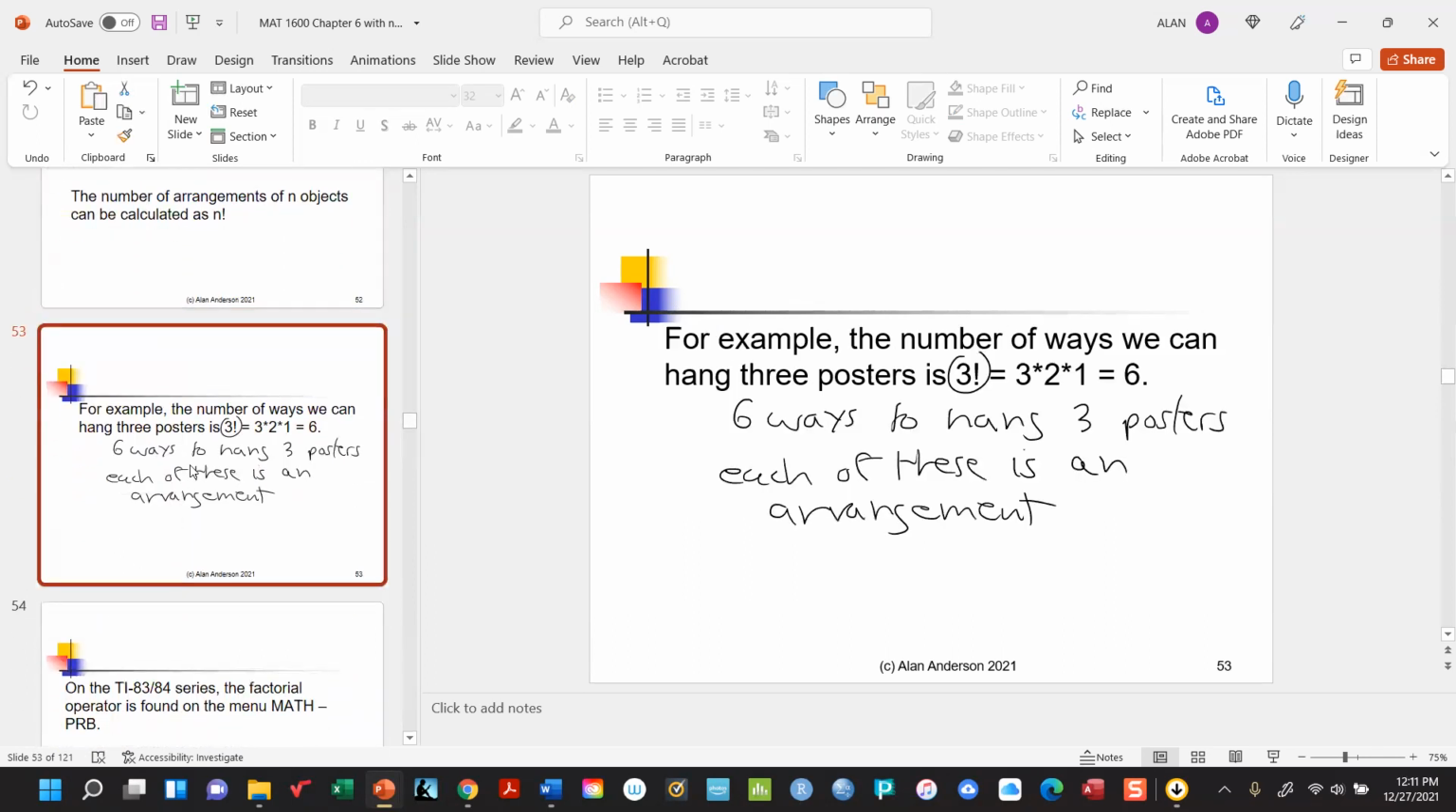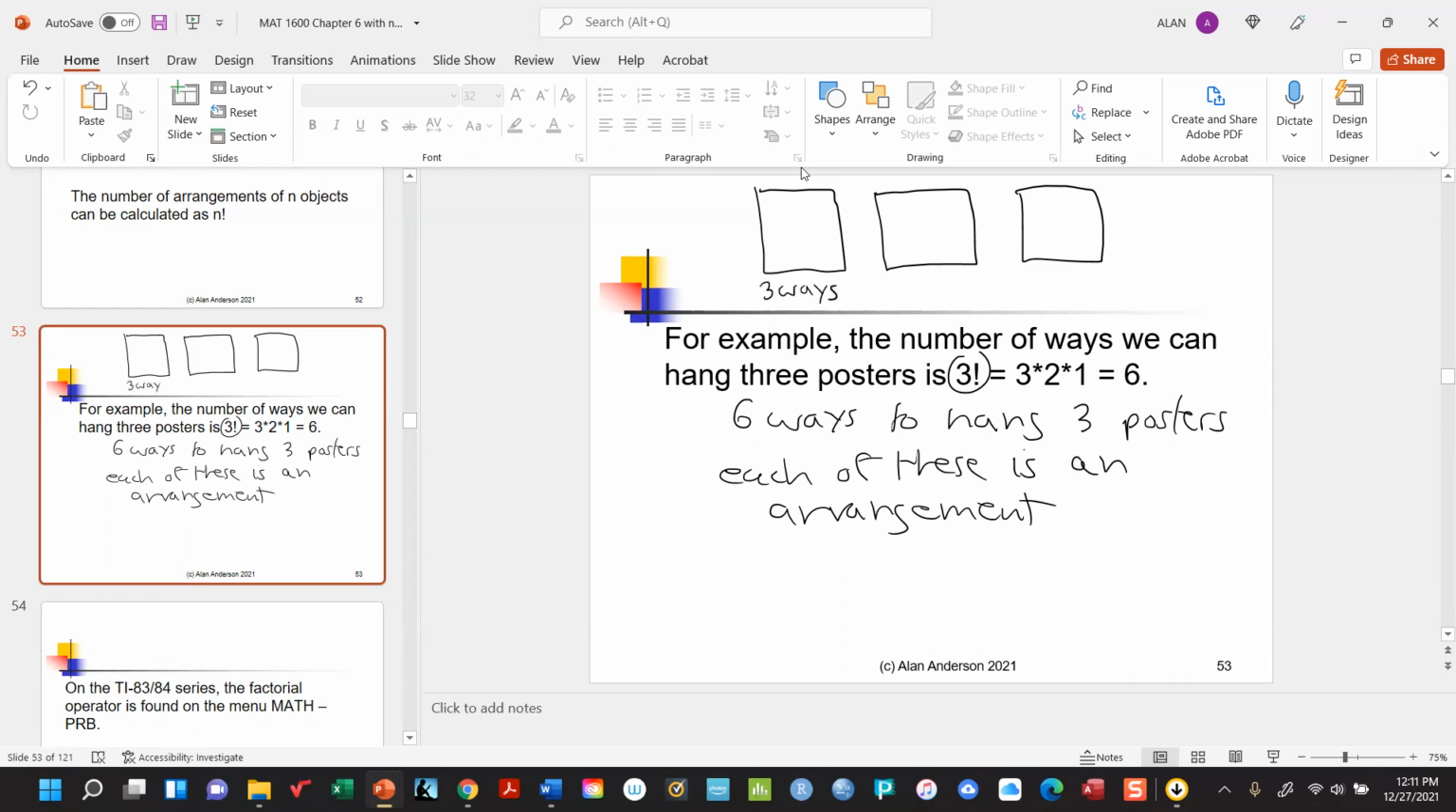The way to think about it is that when you have the first poster, there are three ways to choose the first poster, because none of them have been chosen yet. You can say, listen, I've got Y, D, and S. I can pick any of those three to hang for the first poster on the left. Once I've made that decision though, there's only two left for the second poster. And then once I've chosen the second poster, there's only one left for the third poster. So the number of ways to hang the posters is 3 × 2 × 1, which is 6. That's why it works this way. So just remember, for the first poster, there's three ways of hanging it. For the second one, there's two. And for the last one, there's one. And that's why this gives me the number of arrangements.